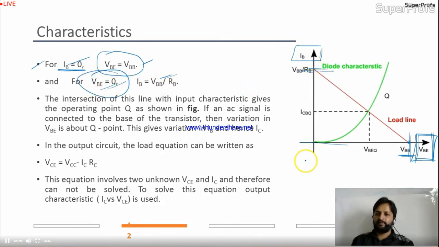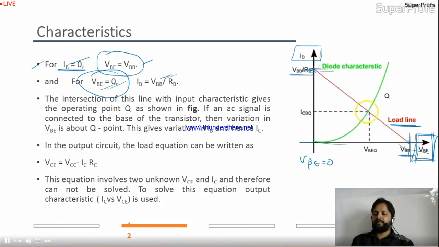At this line only, VB equal to 0. VBE equal to 0 at this line. So at this line, the IB you are getting is VBB by RB. So you will connect these 2 points in this way. This is what we call the load line.